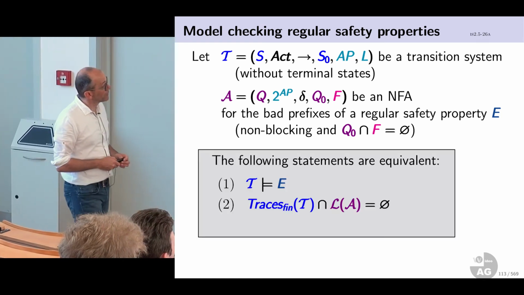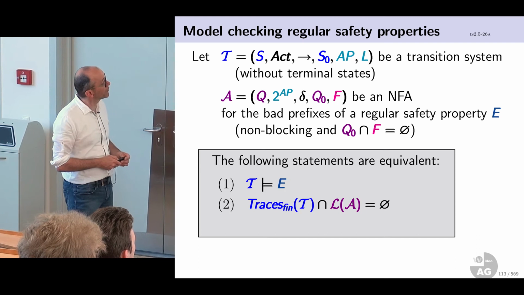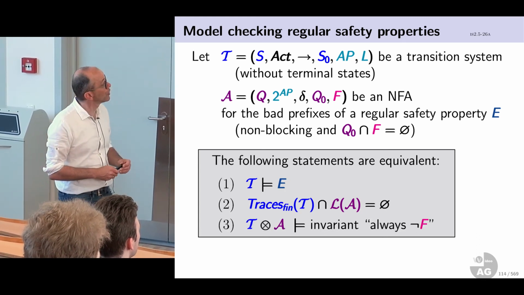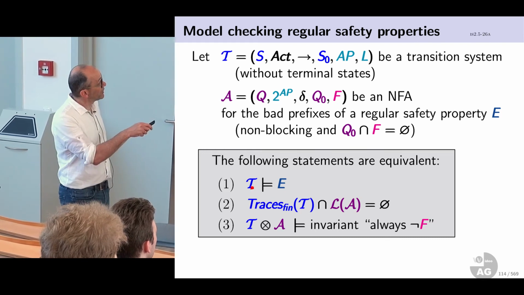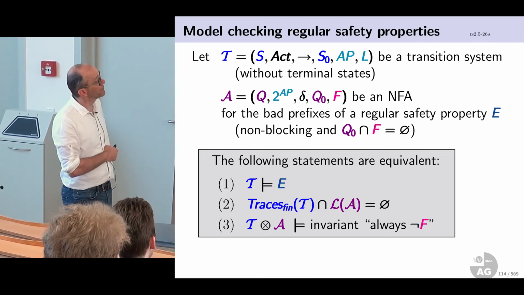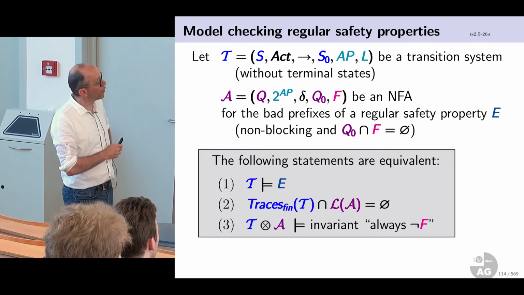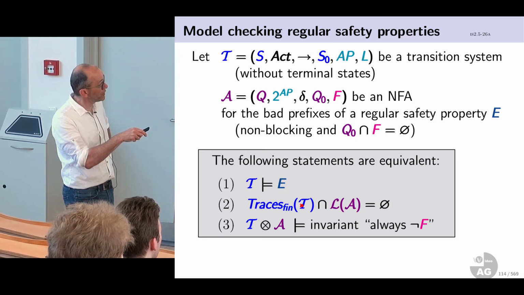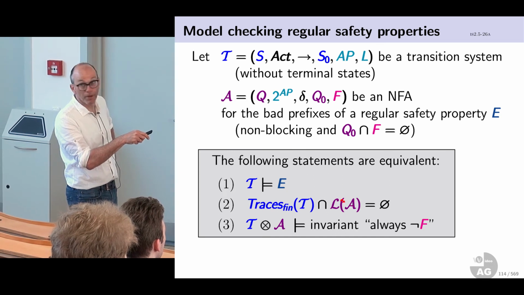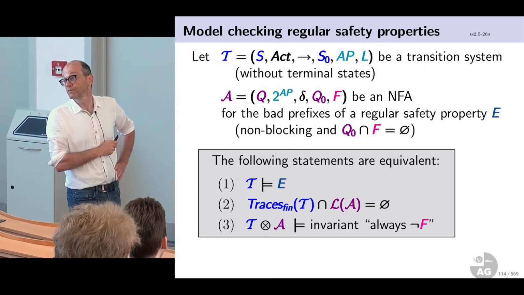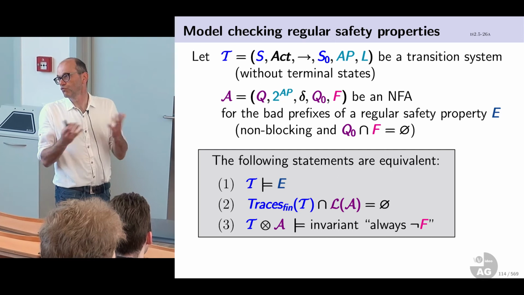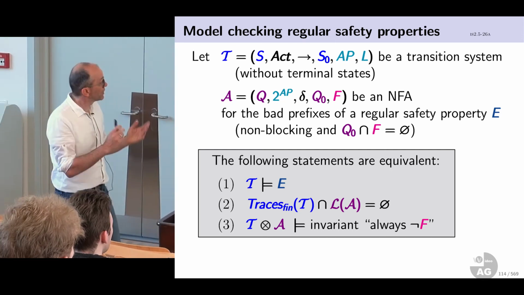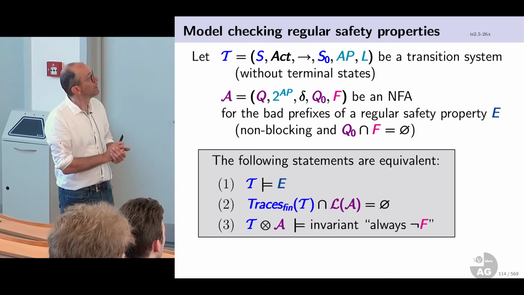Good. Then the following statements are equivalent. Actually, I have three statements, and this is what I'm going to show on the blackboard. T satisfies the safety property if and only if there is no finite trace of T which is accepted by the bad prefix automaton. It is relatively easy to see that 1 and 2 are equivalent. But the important point is point 3.